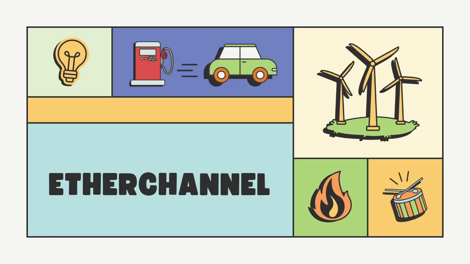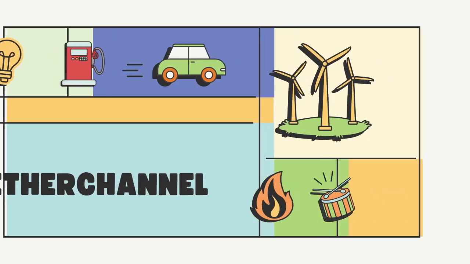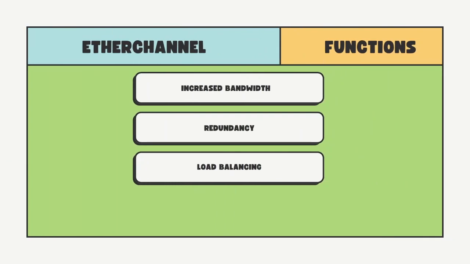Okay, for the LACP and PAgP, we're gonna make the same topology. But before that, I'm going to show the function of the Ether channel. So for the function of Ether channel, the first is increased bandwidth. And then the second is redundancy. And the last function is load balancing. Okay, so we're going next to the topology or configuration.